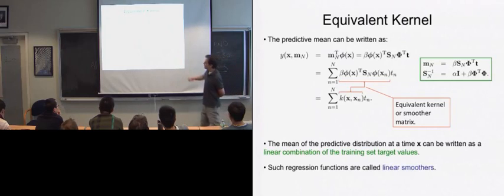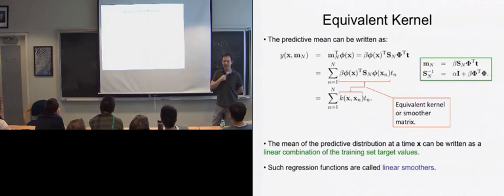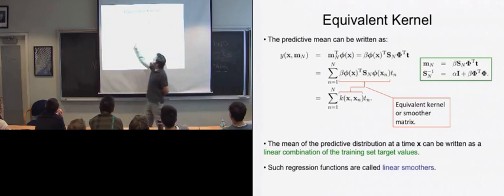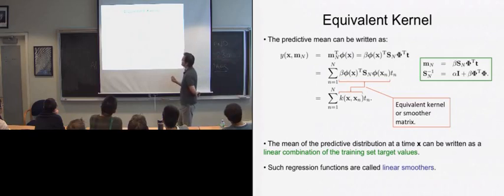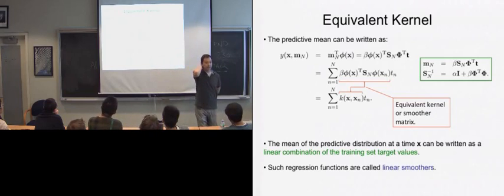And these kinds of regression functions are called linear smoothers. Because essentially, anytime you want to make a prediction at a particular data point, you can think of it as looking at all of your training targets and reweighting them according to this particular formula. Sometimes this defines a kernel. You can think of it as how similar x is to xn. We'll come back to that point when we look at Gaussian processes.